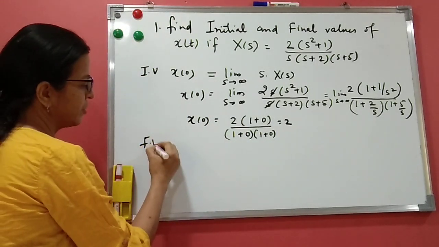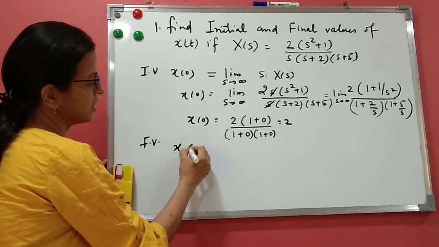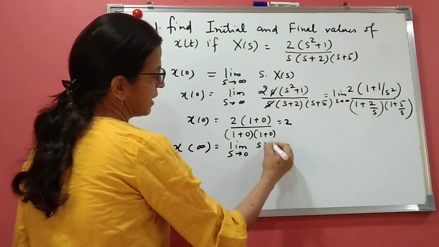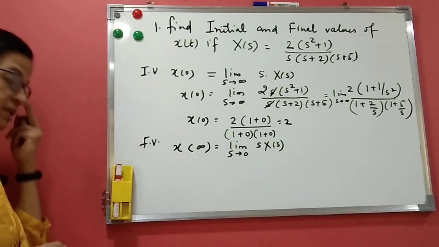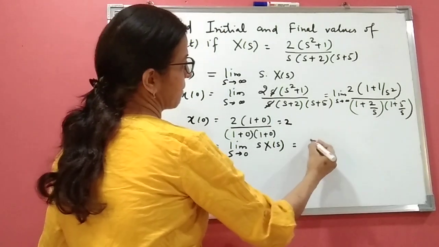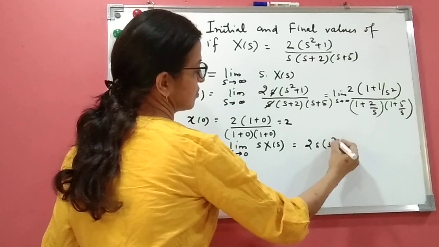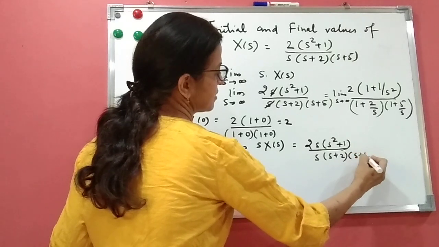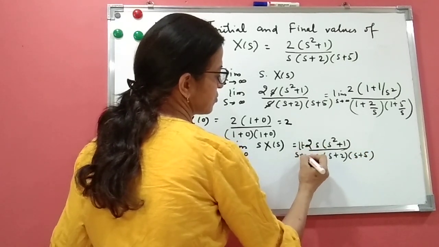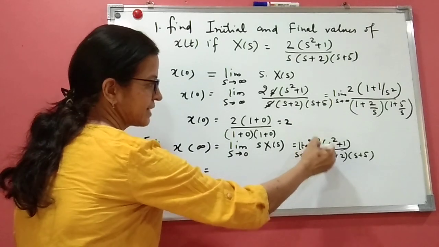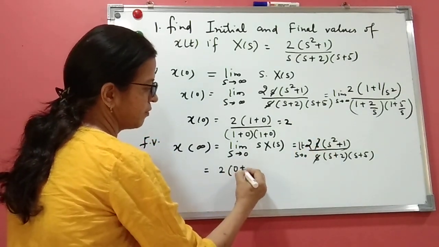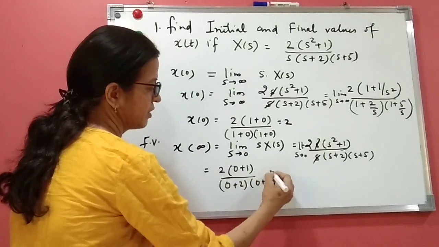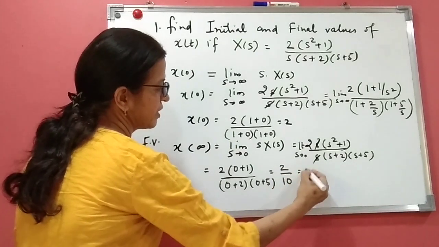Okay, now the final value theorem. The final value, we know the definition is x of infinity equals the limit s tends to 0 of s X of s, right? So put the value here, 2 into (s square plus 1) upon (s plus 2)(s plus 5), limit s tends to 0. Put the value, this s gets cancelled, you have 2 times (0 plus 1) upon (0 plus 2) and (0 plus 5). So the answer is 2 upon 10, or we can write 1 upon 5.